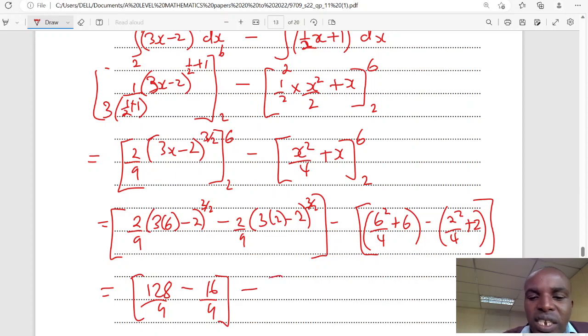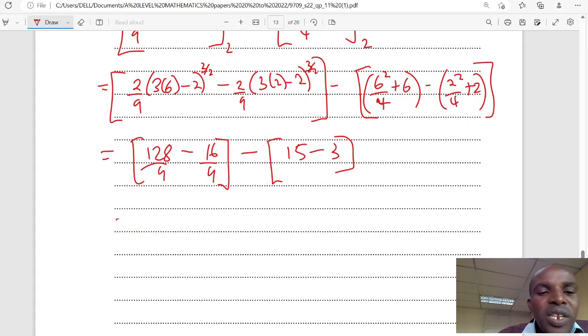Then minus this part. 6 squared is actually 36. 36 divided by 4 is 9. 9 plus 6 is 15. Minus, then 2 squared is 4. 4 over 4 is 1. 1 plus 2 is 3.